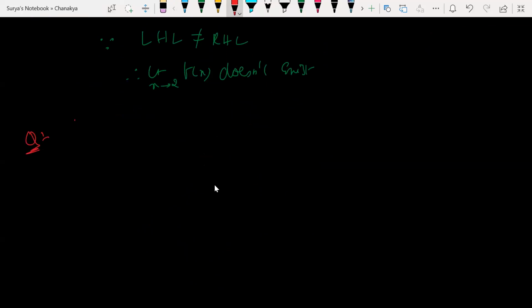Next. Now you have to show that limit x tending towards 2 minus of modulus of x minus 2 divided by x minus 2 is equal to minus 1. How can you show this?